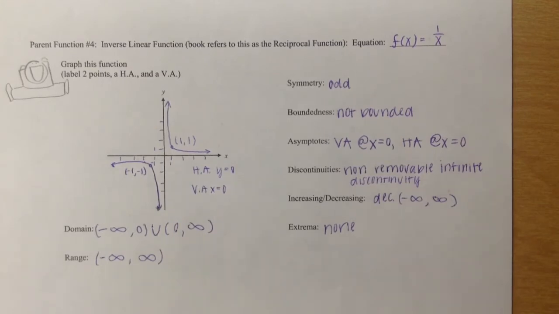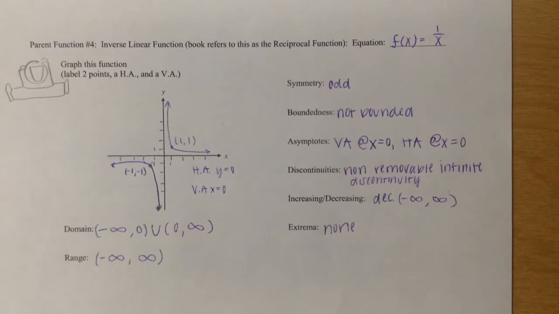And you can find the range by just looking at the graph and seeing that all of the y values are possible. For symmetry, the function is symmetrical in relation to the origin, therefore the function is odd. This can be proven algebraically by substituting negative x for x, and then the entire function becomes negative. For boundedness, the graph continues infinitely above and below, so it is unbounded.